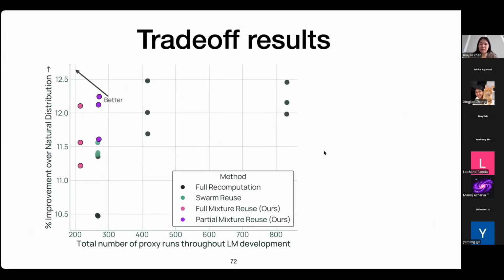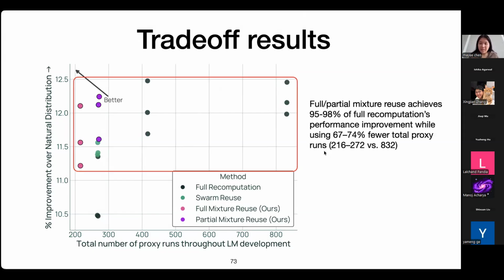And so our first result is on the performance versus cost trade-off. So on the x-axis is the total number of proxy runs that the method uses throughout the 5 updates, so some notion of cost. And on the y-axis is the percentage performance improvement over the natural distribution. So methods that are in the top left corner are the best, so cheap and performant. And for each method here, we do 3 random seeds.